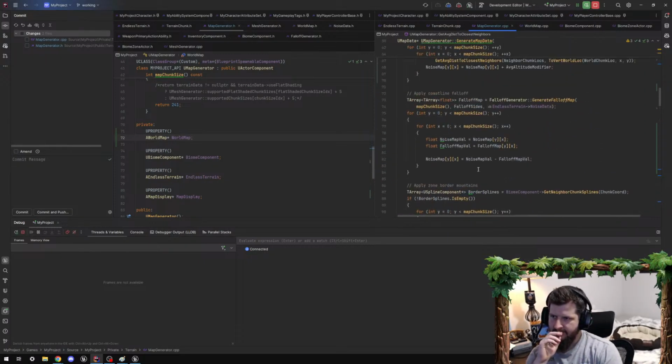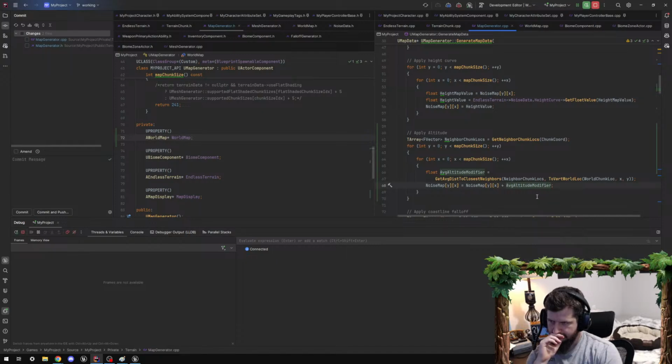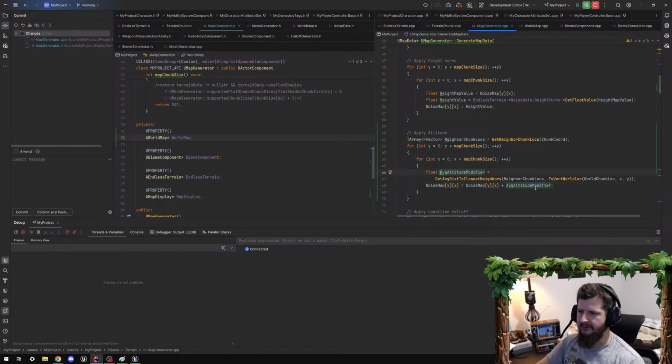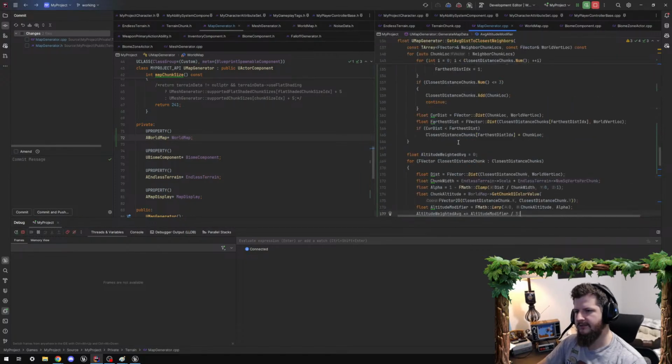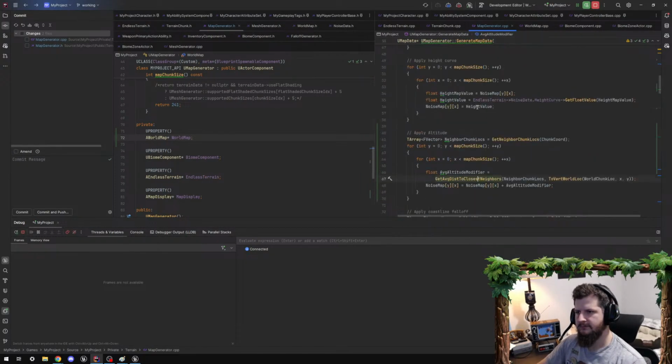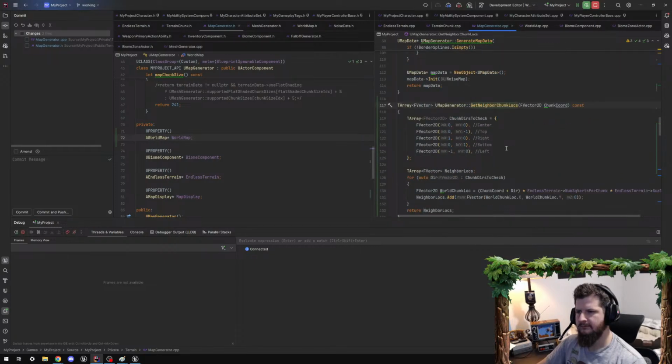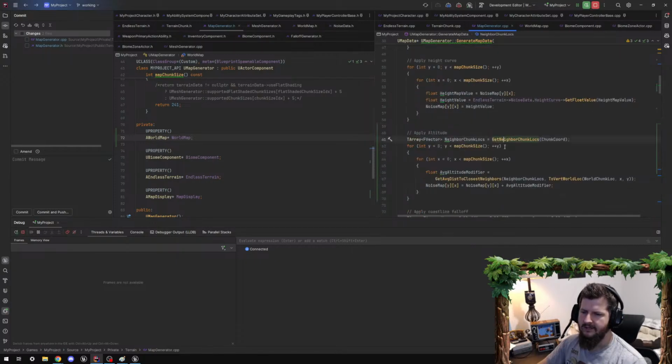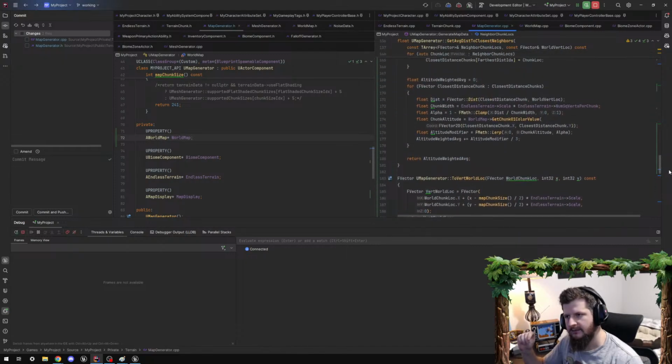Okay, so maybe it's just how I'm applying it, then? I mean, I am just adding the average altitude modifier. I can't help but think it's the distance. Is the average correct? Maybe it's not. Maybe I shouldn't be averaging it.